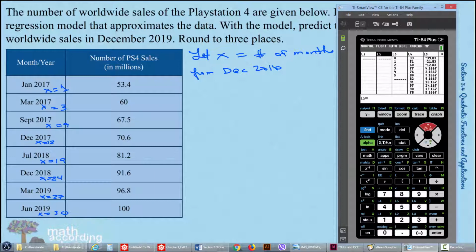If for some reason you don't have L1 or L2, and you need to get it in there, put your cursor to where that L1 or L2 should be, hit Second, Insert, Second, in this case I need my L2, notice L2 is above the number 2, and hit Enter. The reason a column would be gone is because you hit Delete instead of Clear, and we don't want that. Please make sure you hit Clear. L1 will be the X values. L2 will be the Y values, the amount of sales.